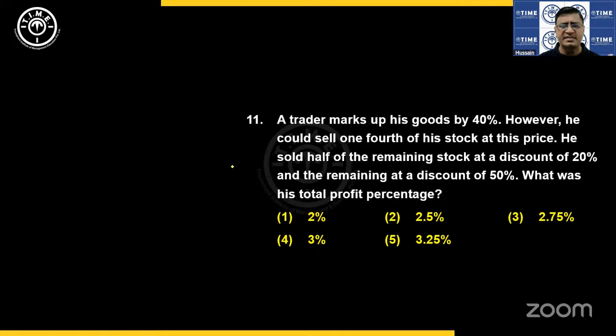A trader marks up his goods 40%. Cost price of the article is equal to 100%, means market price is equal to how much? 140%. However, he could sell one fourth of his stock at this price. He sold half of the remaining stock at a discount of 20% and the remaining at a discount of 50%. What was his total profit percentage?